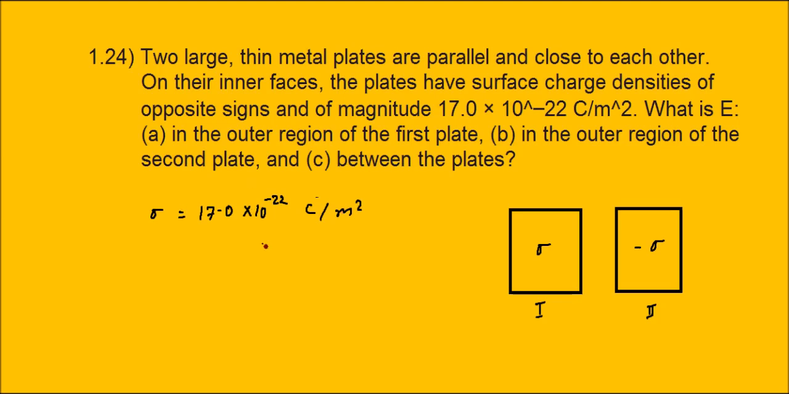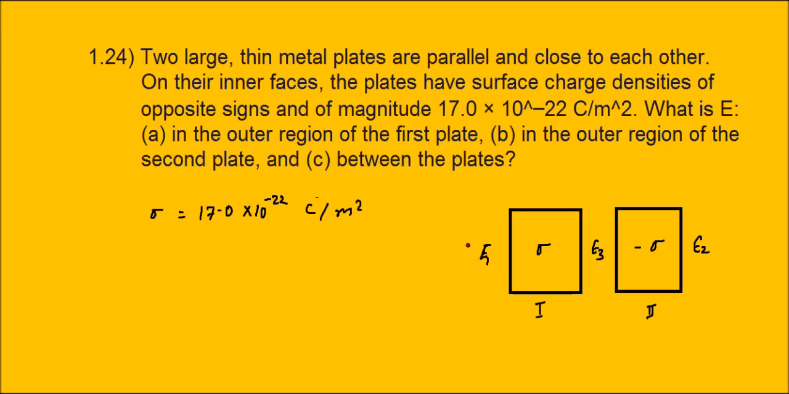We have to find the electric field in the outer region of the first plate, let's say E1, in the outer region of the second plate, let's say E2, and the electric field between the two plates, let's say E3.